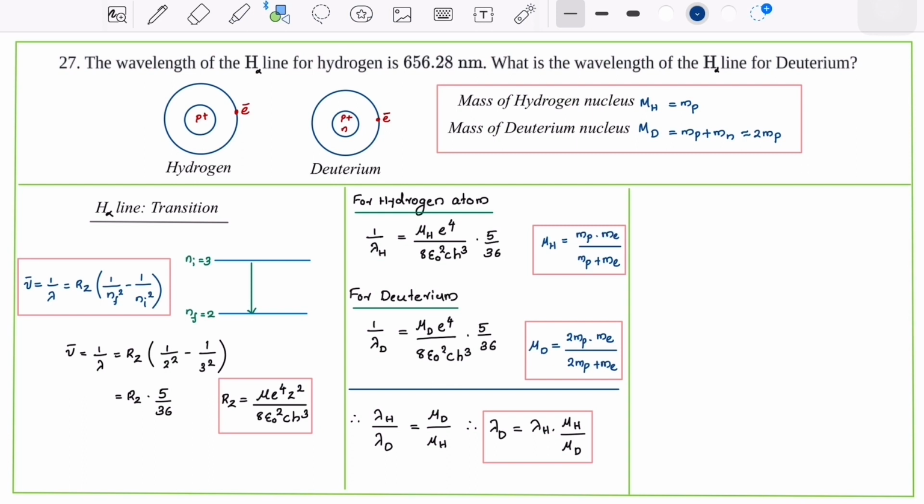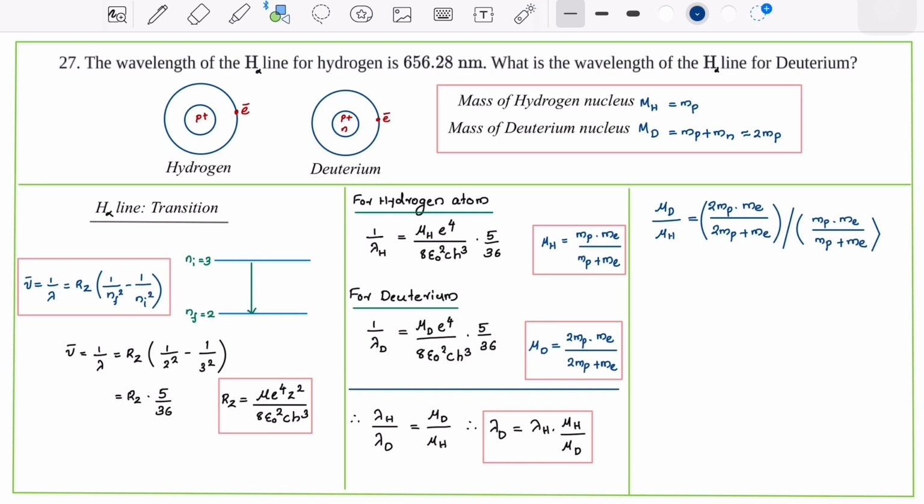Let us find out what is μd/μh. μd/μh is 2 times mass of proton into mass of electron divided by 2 times mass of proton plus mass of electron, now whole divided by μh. What is μh? It is mass of proton into mass of electron divided by mass of proton plus mass of electron.